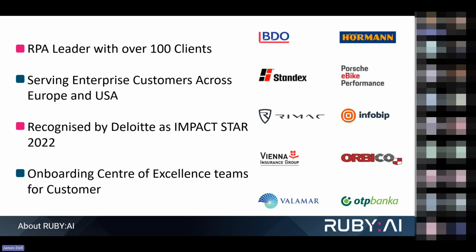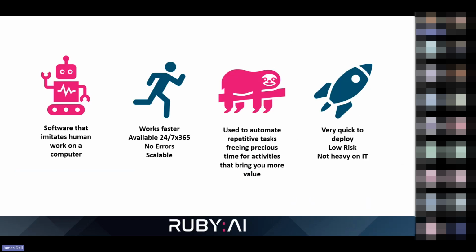Now, when we talk about robotic process automation and Ruby AI in general, what we're looking at is software that ultimately can imitate what a human does on the computer. Now, the key for me here is that when I say it can imitate what a human does, that means that you do not need any specialist kind of access to a system. If you can do it as an end user, then Ruby AI can do it for you.